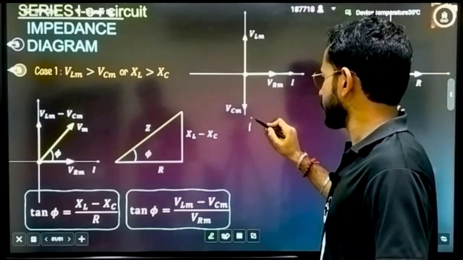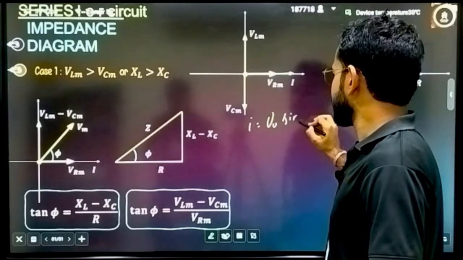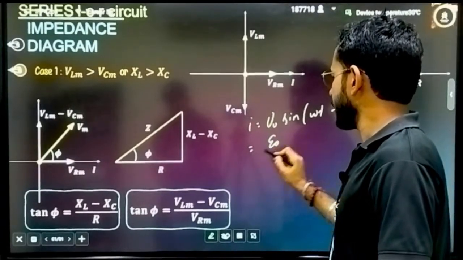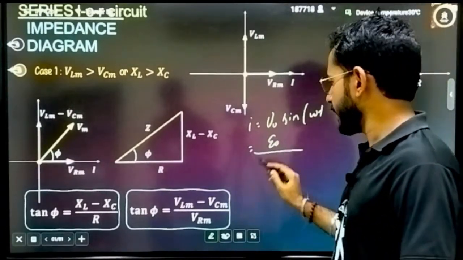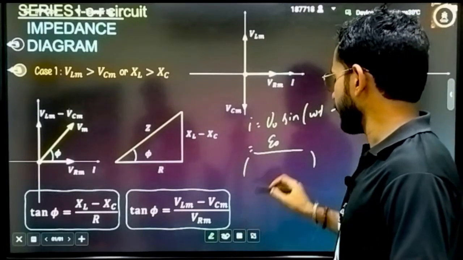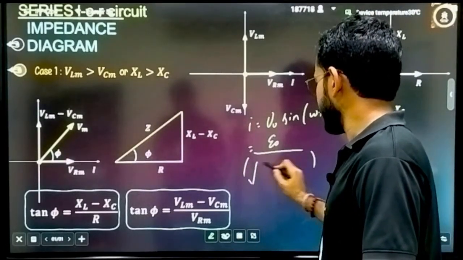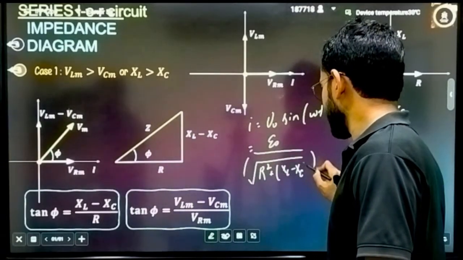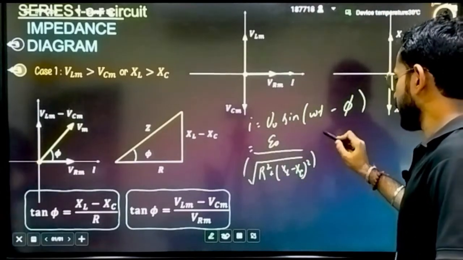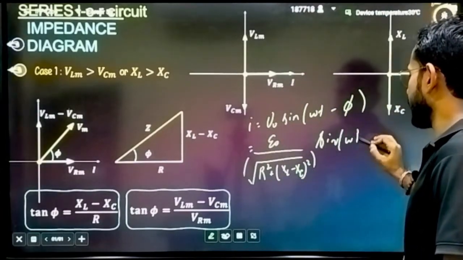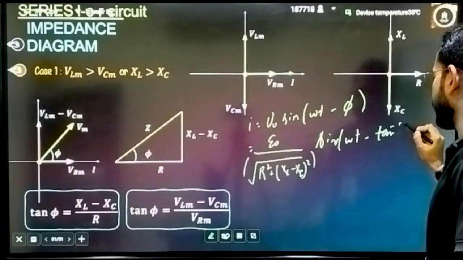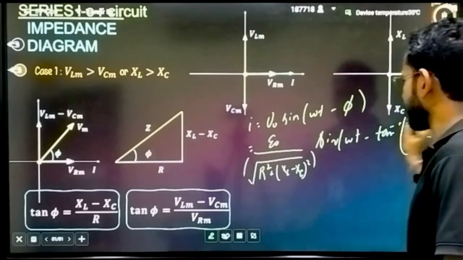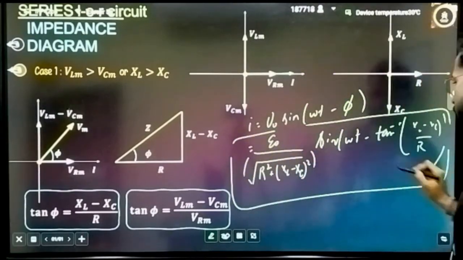So if you have to write the equation also, you can write I is equal to I naught sine of omega t minus phi. What is I naught? I naught is peak EMF E naught divided by net impedance. How do you write the net impedance that is offered? Net impedance you will write as root of R square plus (XL minus XC) whole square. Now sine of omega t minus phi, phi you will write as tan inverse of (XL minus XC) divided by R. This is the complete equation that you are going to write for the series circuit.